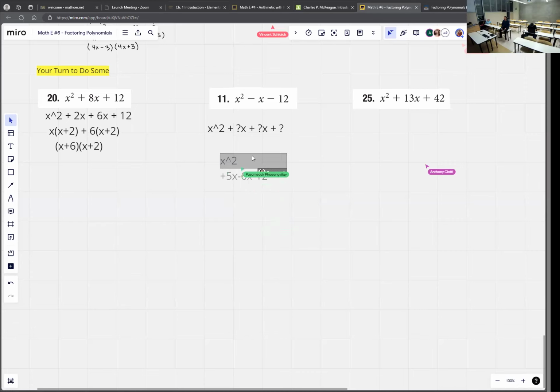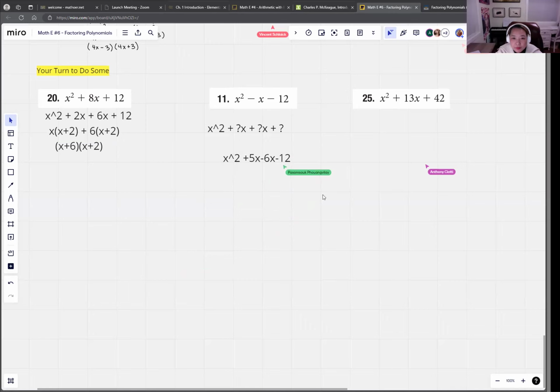But then 5 times 6 is 30. We don't want -30, we want -12. Maybe positive, negative. Yes, 3 and 4 work. So change the 5 and 6 to a 3 and 4 with one of them negative.